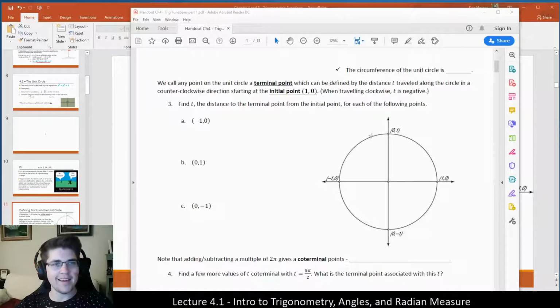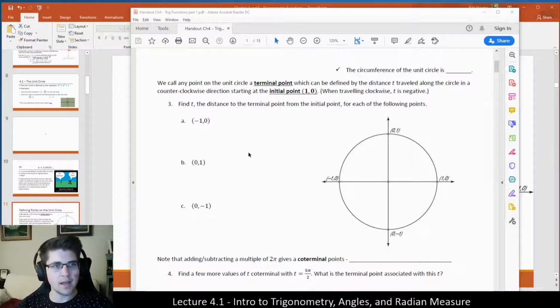Okay, and let's look at a couple more examples. What it says to do is find t, the distance to the terminal point from the initial point for each of the following points. The initial point, to review, is right here. The circumference is 2 pi, or 2 pi of the entire circle, if you want to write that as another fundamental fact.